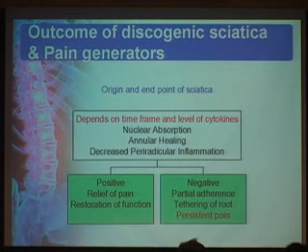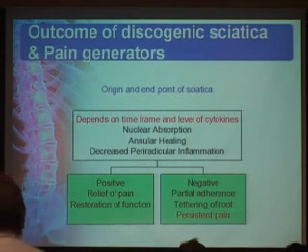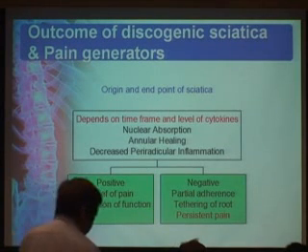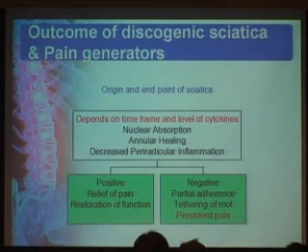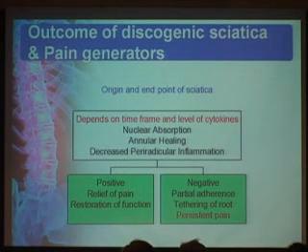The outcome depends on the time frame and the level of cytokines. What I mean is there is a piece of nucleus. There is an annular tear which is allowing this piece of nucleus to come out and irritate the nerve and give rise to inflammation and mechanical compression of the nerve. And if you have absorption of the nucleus, healing of the annulus and a relief of the inflammation, then you would have a positive response which would be in the form of relief of pain and restoration of the function.